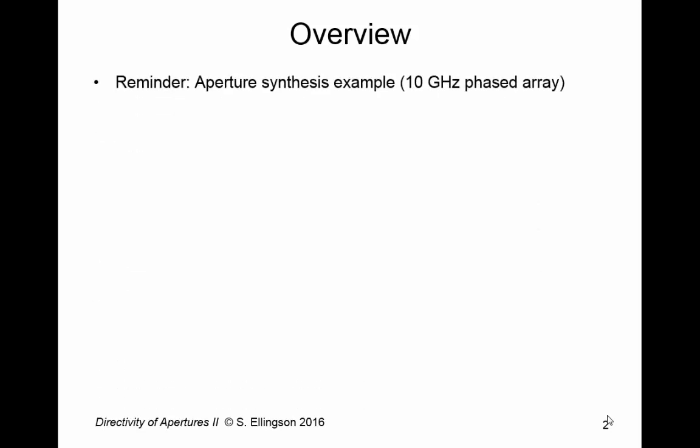Here's an overview of this lecture. First, I'll remind you about the aperture synthesis example that we did in a previous lecture. This was a 10 gigahertz phased array, and we're going to continue to discuss this example. Specifically, I want to raise the question of how to compute the directivity of this thing that we have designed. I raised that question in the original lecture on this example, and now we're going to follow through on that thought.